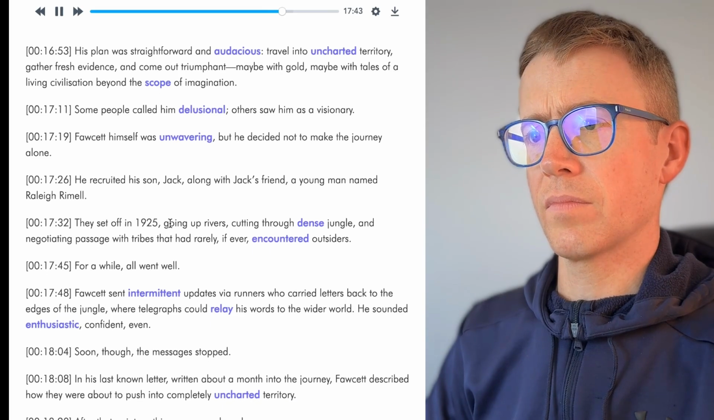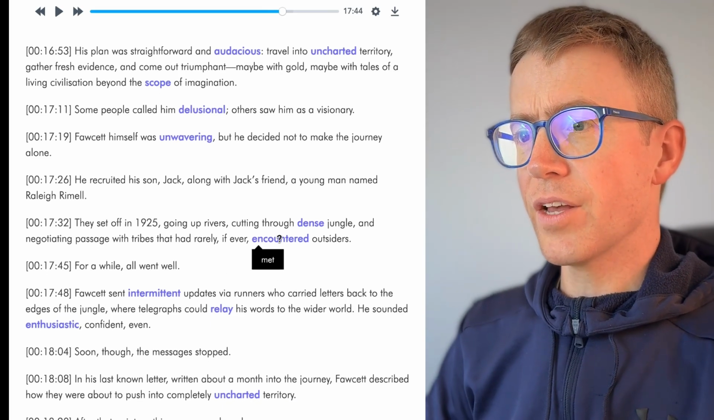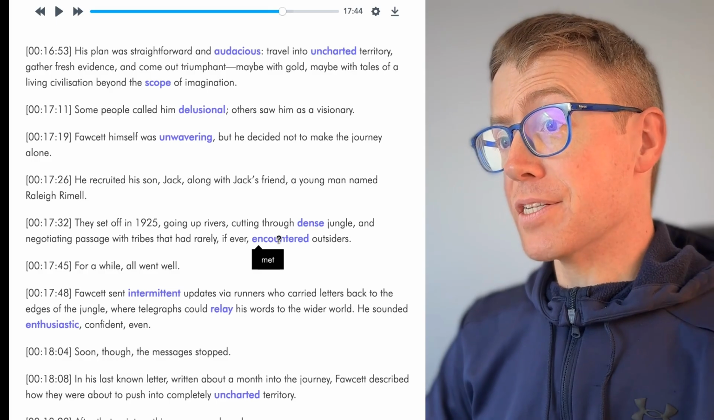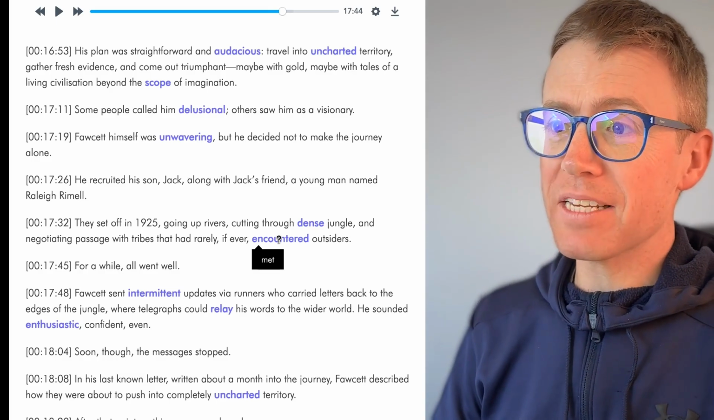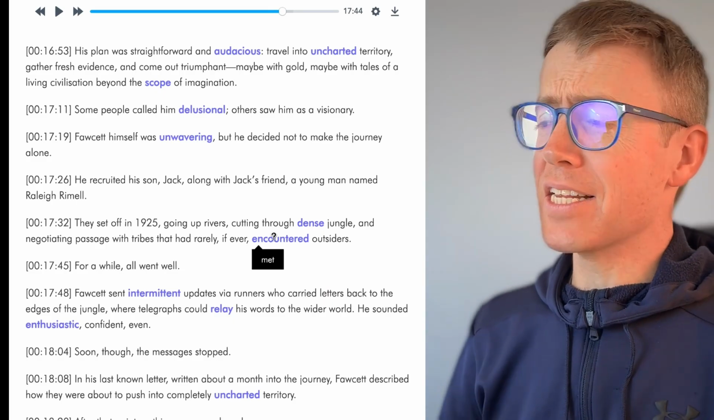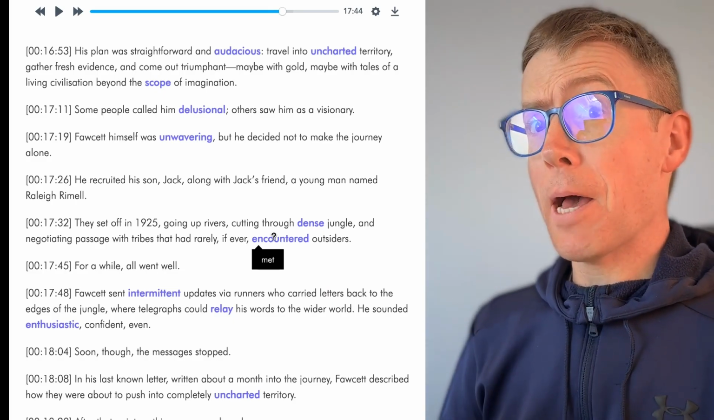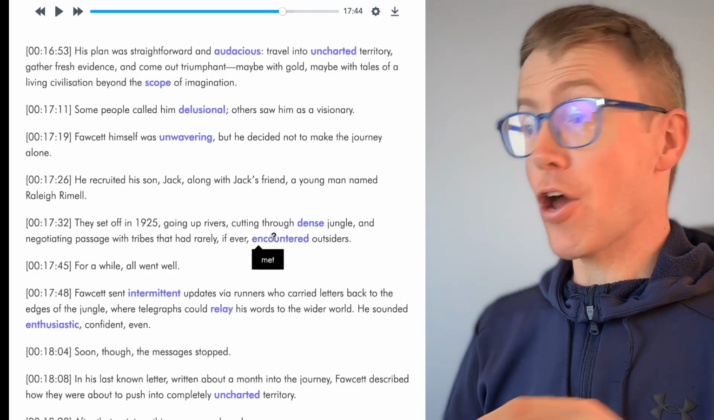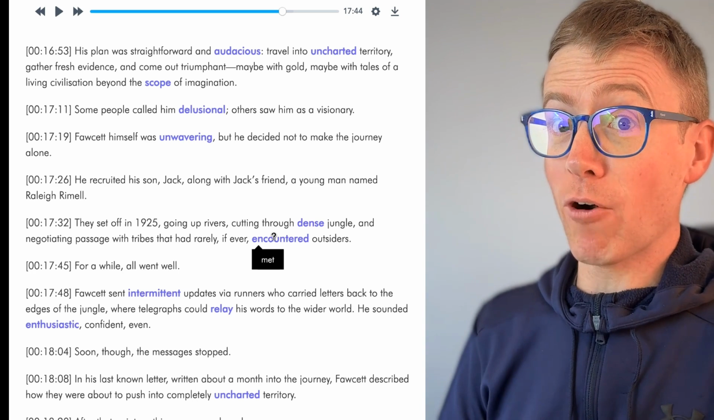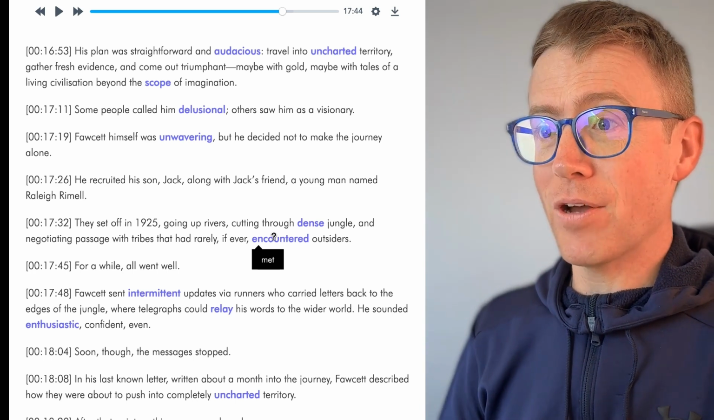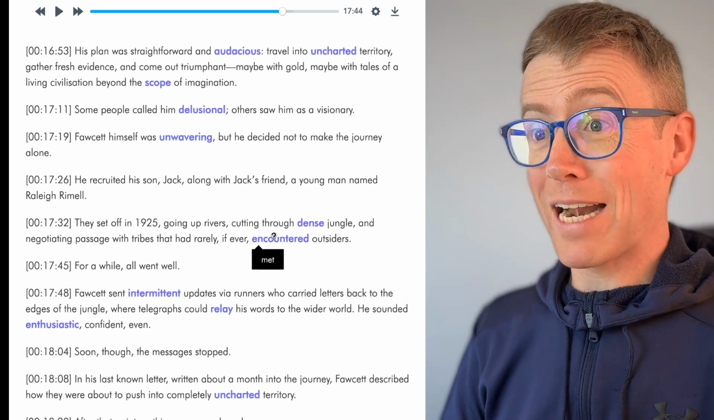So, encountered is another word for meet. So, it's in the past tense, so met. But the idea here is that you have met someone by chance. You didn't know you were going to meet them, and you bumped into them, or in this case, you were minding your own business in the Amazon, and Percy Fawcett and Jack and Raleigh Rimmel turned up.